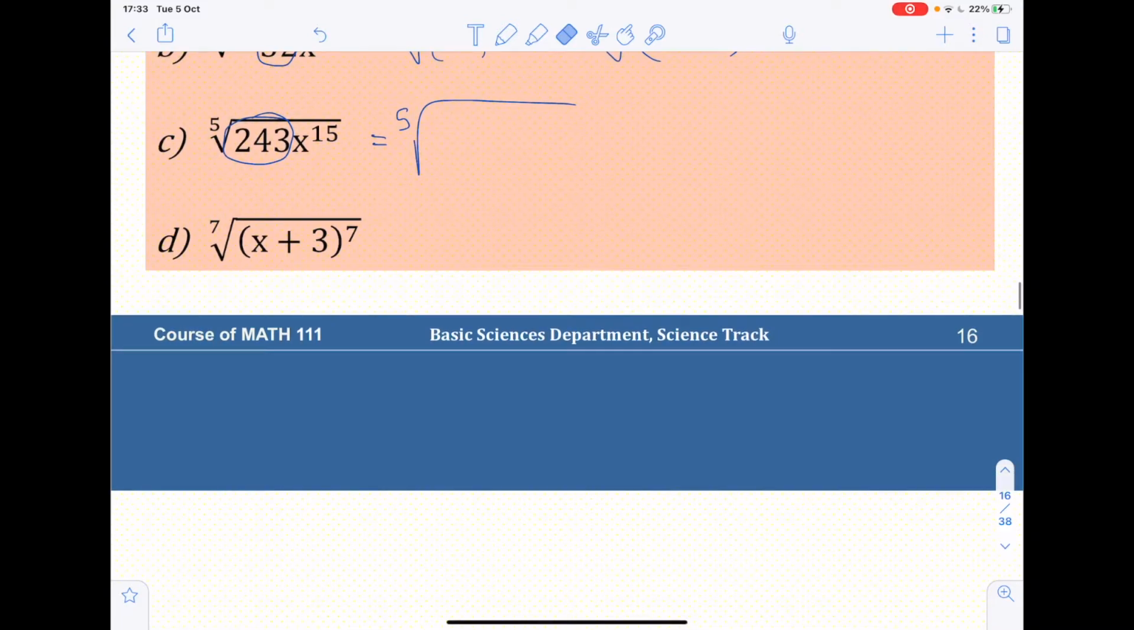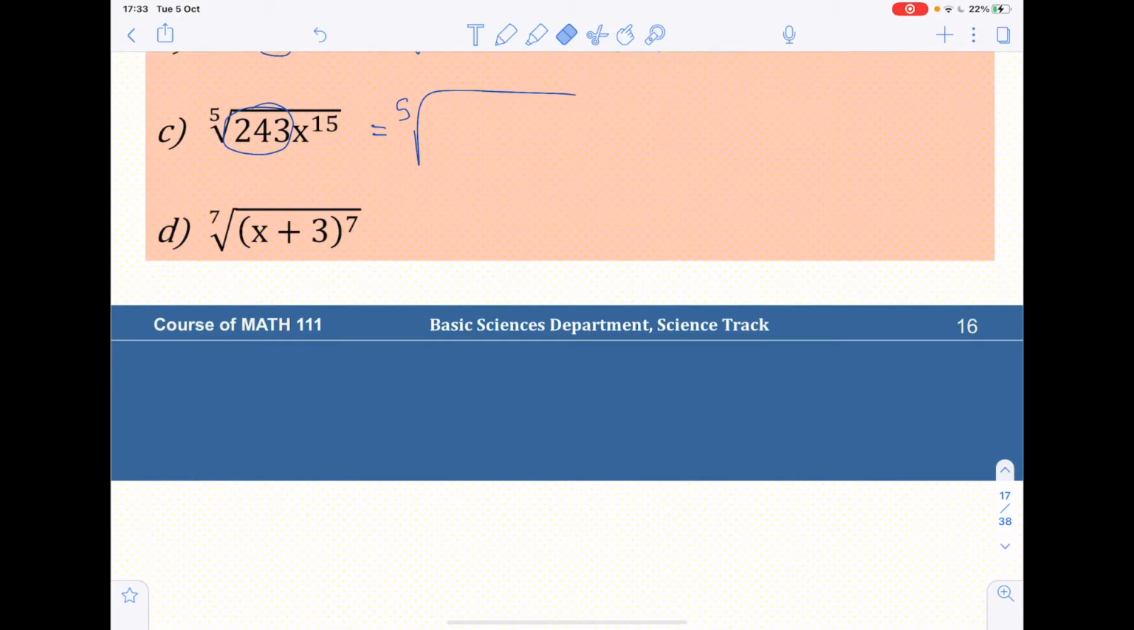Sorry, let me write it here. 243. This number is divisible by 3 because when we add the digits together, 2 plus 4 is 6, 6 plus 3 equals 9. So when we add the digits together, we have a number that is divisible by 3. So 243 is divisible by 3.